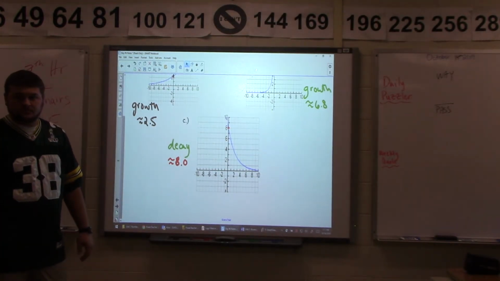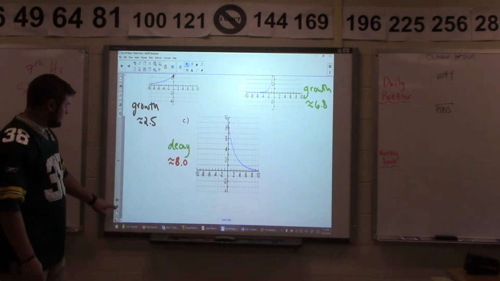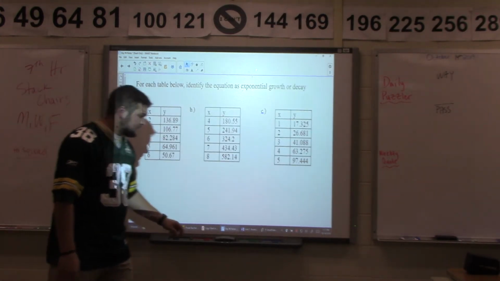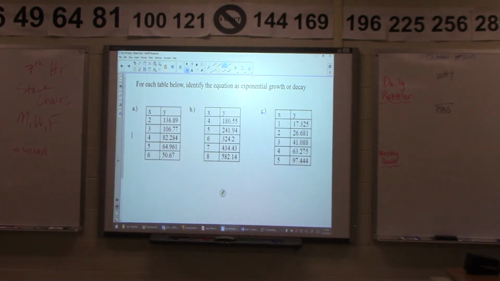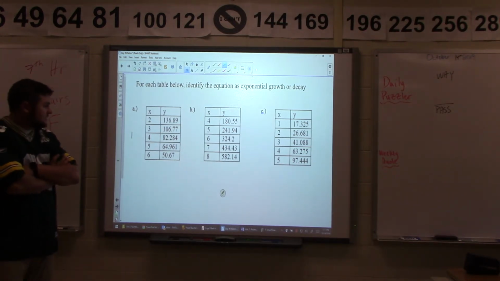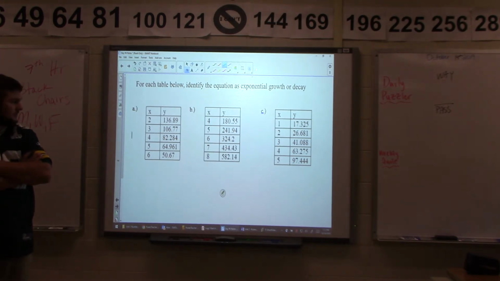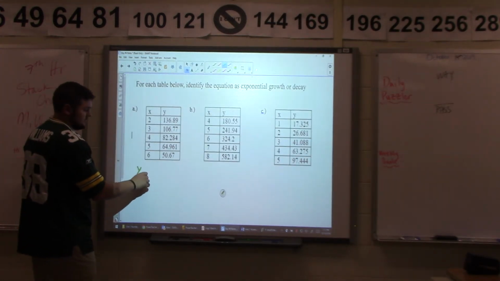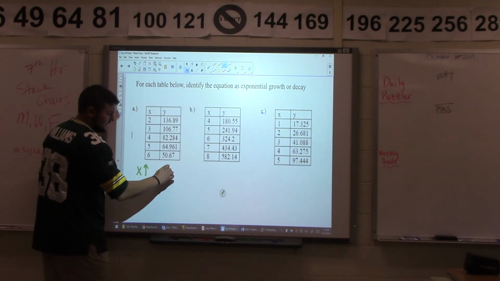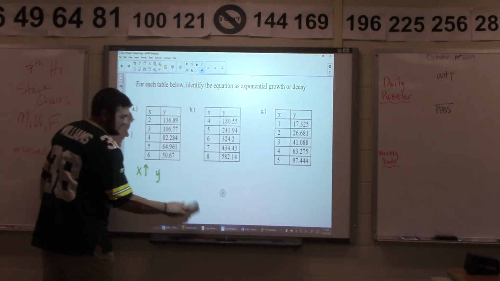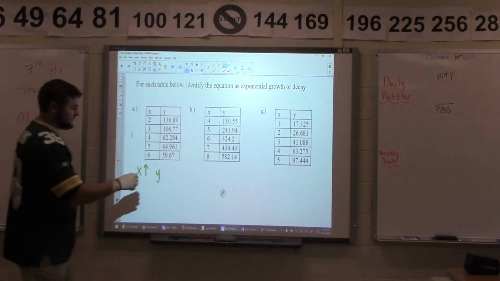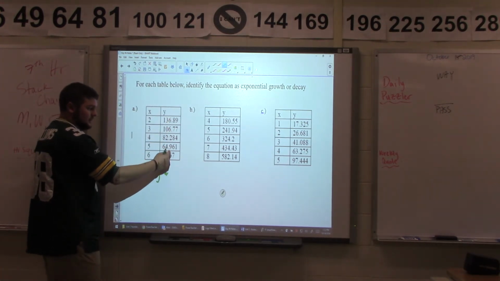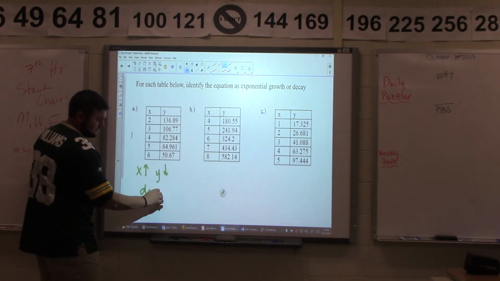Questions? What about a table? Can you tell me from a table if it's growth or decay? What do you think? Well, yeah. How do we do it though? Natalie, what do you think? The first one. What do you think it's going to be? I think as the x increases and the y decreases, it would be decay. Perfect, right? As x increases, or as x goes up, that'd be like going left to right on our graph. If y goes down, it's going to be decay.